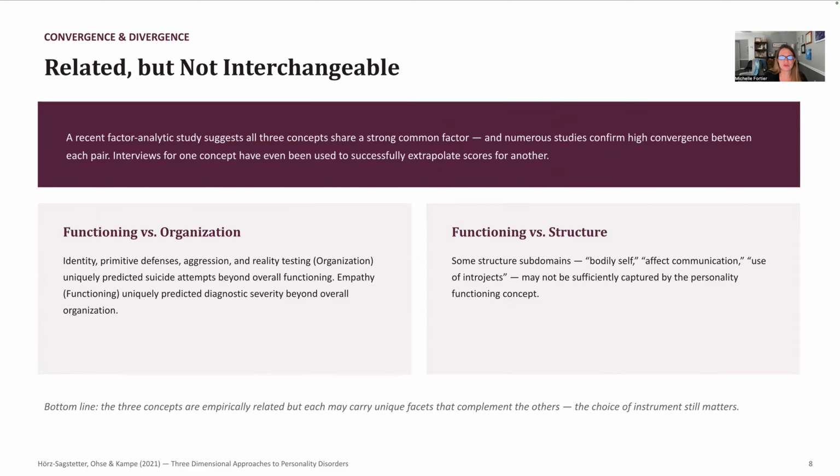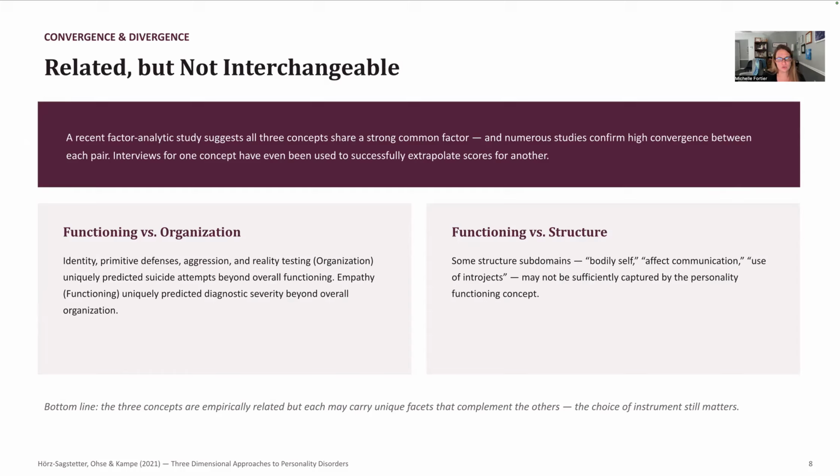Convergence and divergence. They're related, but not interchangeable. A recent factor analytic study suggests all 3 concepts share a strong common factor, and numerous studies confirm high convergence between each pair. Interviews for one concept have been used to successfully extrapolate scores for another.